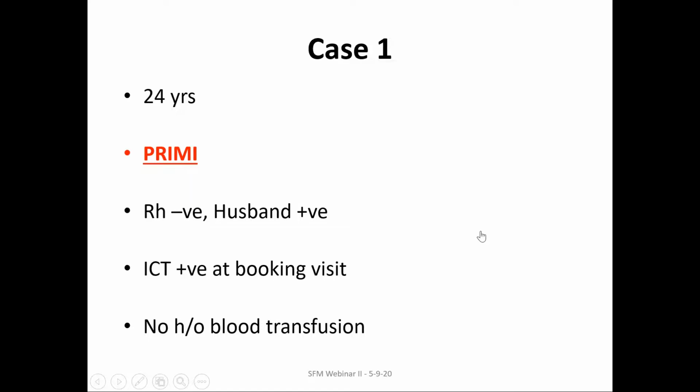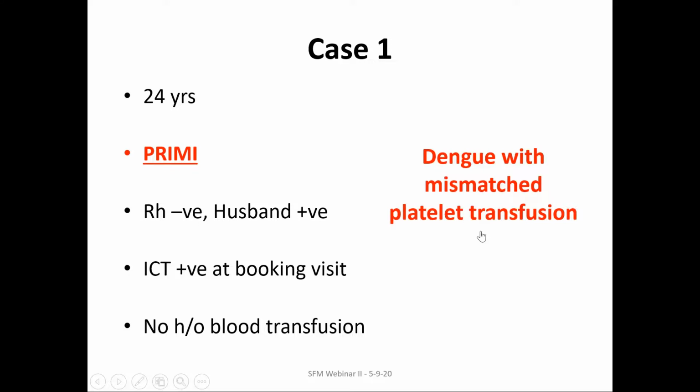Now, if you remember, as somebody had asked a question in our last part, this lady had a history of dengue fever for which she had received mismatched platelet transfusion in an emergency. She had been transfused with 13 or 14 bags of platelets, and because it was an emergency, cross-matching was not done, and unfortunately, nobody realized that an anti-D has to be given if you transfuse mismatched platelets, and this mismatched platelet transfusion is what resulted in a positive ICT in this primigravida.